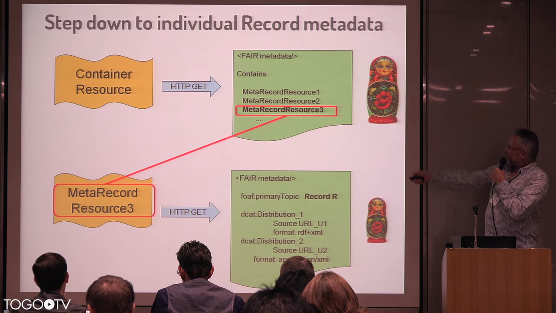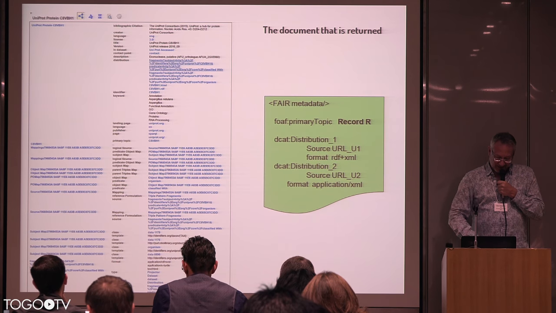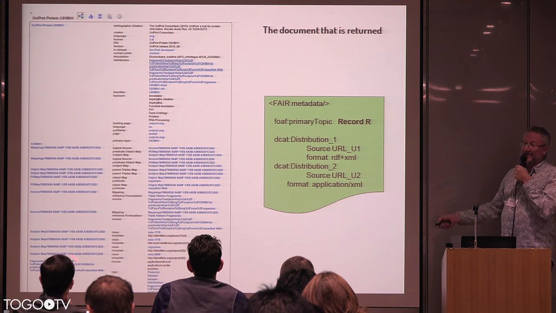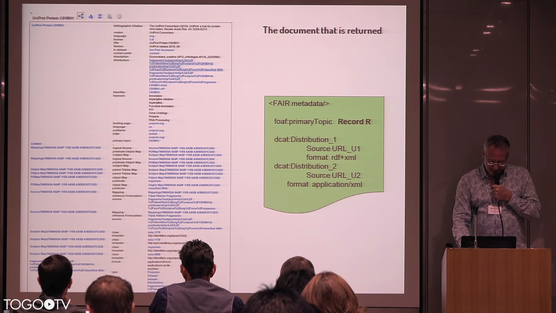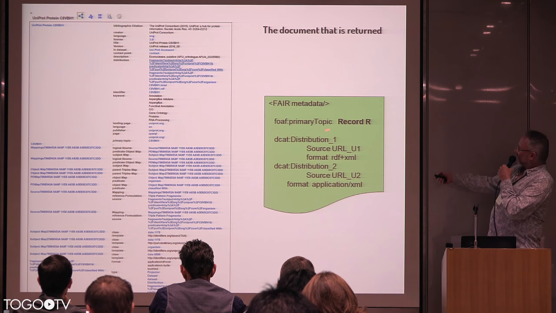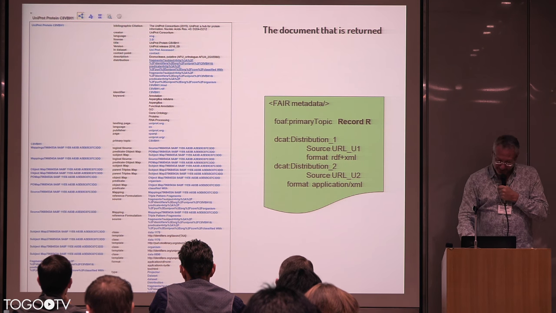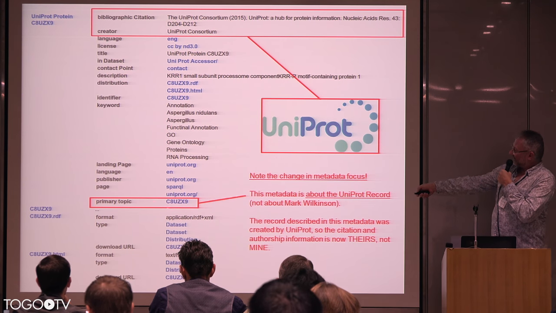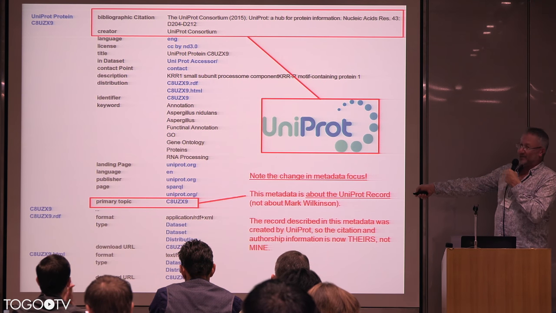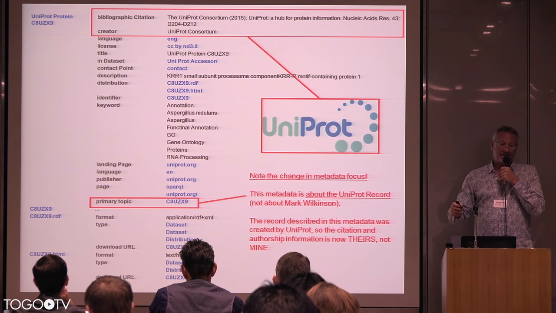So I take one of those, I call get, and this is the document that's returned, again a metadata document rendered into HTML by the tabulator plugin. So diagrammatically, it's this. Right? So my primary topic is here. So my primary topic is this UniProt record. So this metadata is about the UniProt record.